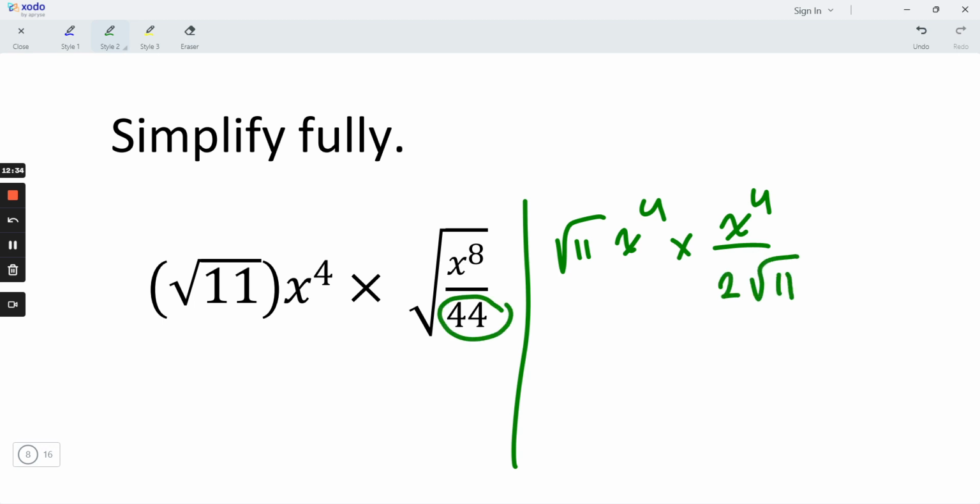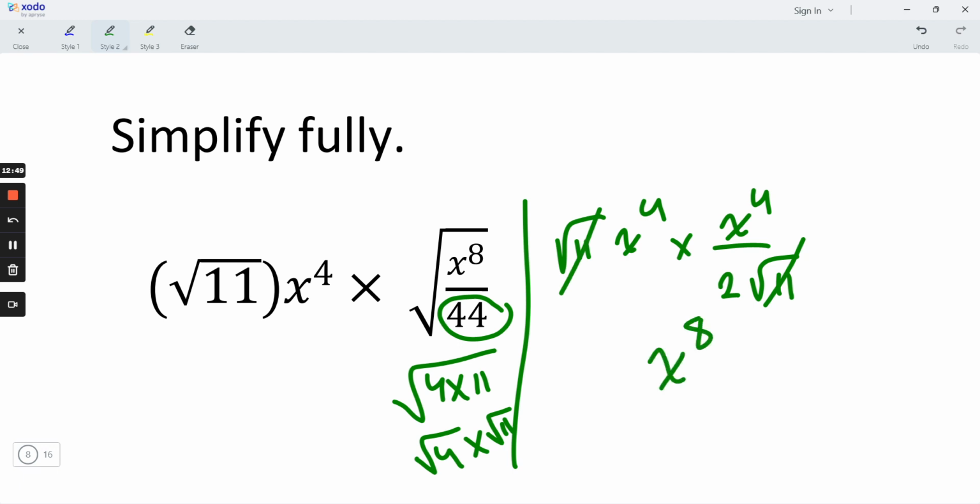Here it's 4 times 11 under the square root, so we have √4 times √11, and √4 is 2. So √11 cancelled out with √11, so here x^8 over 2.